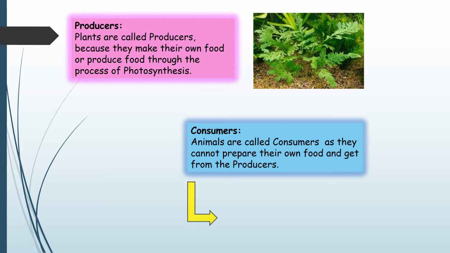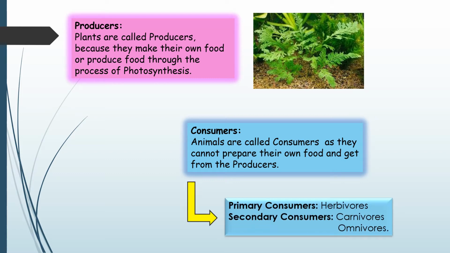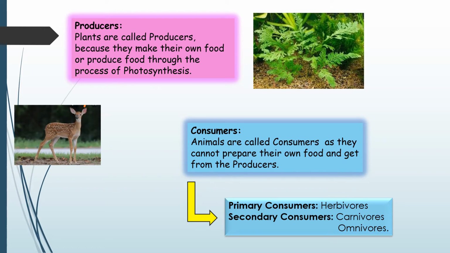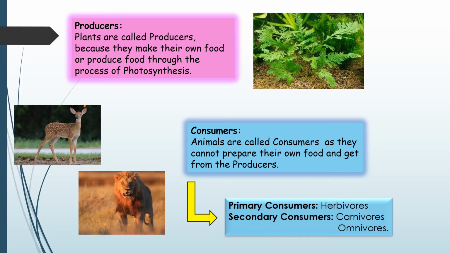There are two types of consumers. Primary consumers, mainly herbivorous. Secondary consumers, mainly carnivorous. Omnivorous are also considered as secondary consumers.